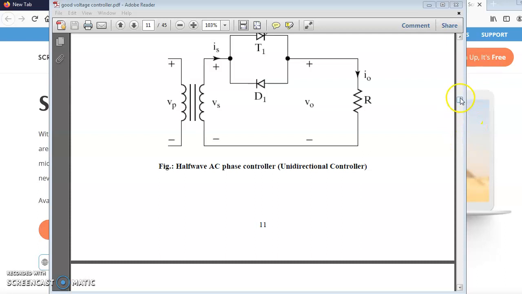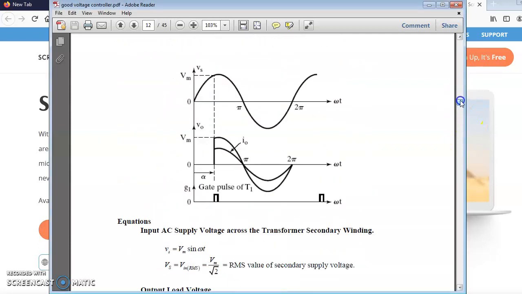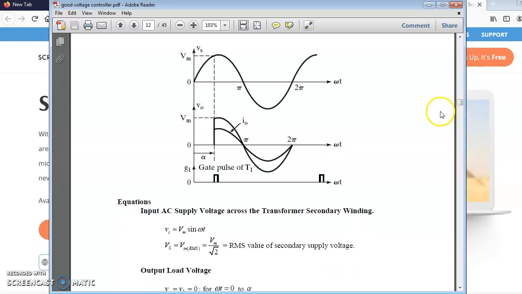So in this circuitry we have seen the working and we have talked about the nature of the output waveform. That is all we have discussed. Any doubts in the working, then you can ask me personally on WhatsApp.